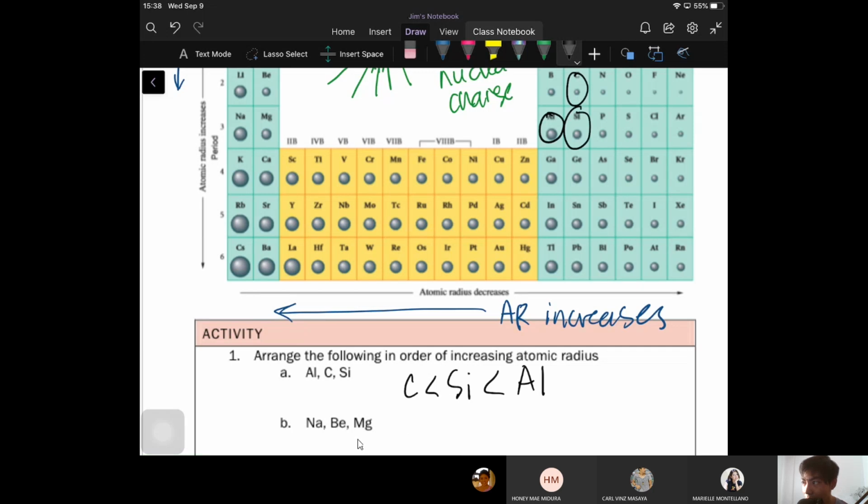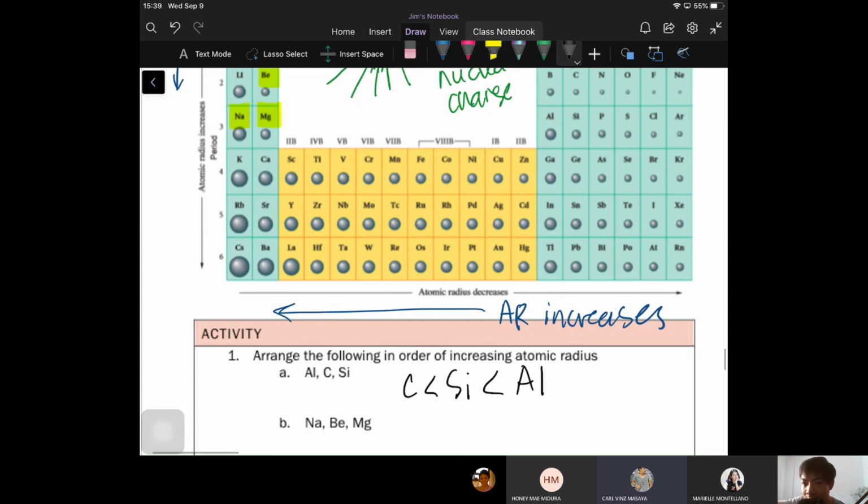Anyone? Here's one more example: sodium, beryllium, magnesium. Let me highlight it here. Okay, anyone? Who is the smallest? Who has the smallest atomic radius? Be, sir. Be, beryllium. Because beryllium is higher up compared to sodium and magnesium. So beryllium is the smallest.